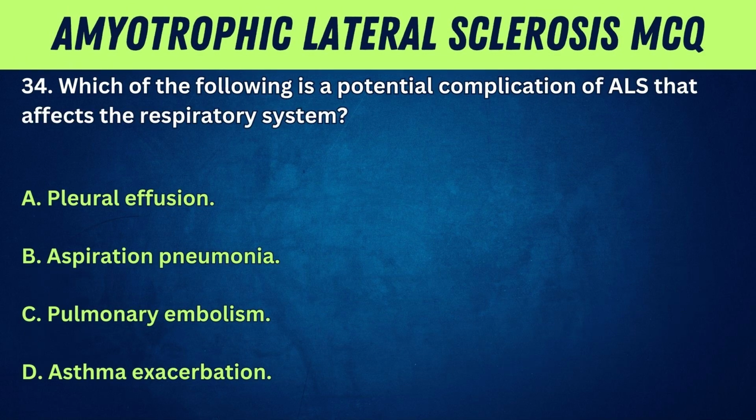34. Which of the following is a potential complication of ALS that affects the respiratory system? A. Pleural effusion. B. Aspiration pneumonia. C. Pulmonary embolism. D. Asthma exacerbation.